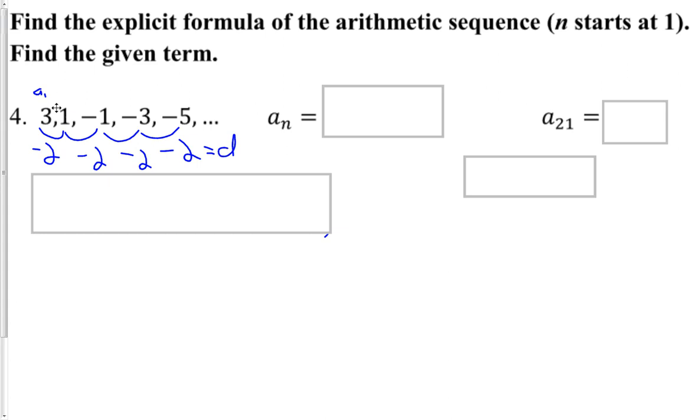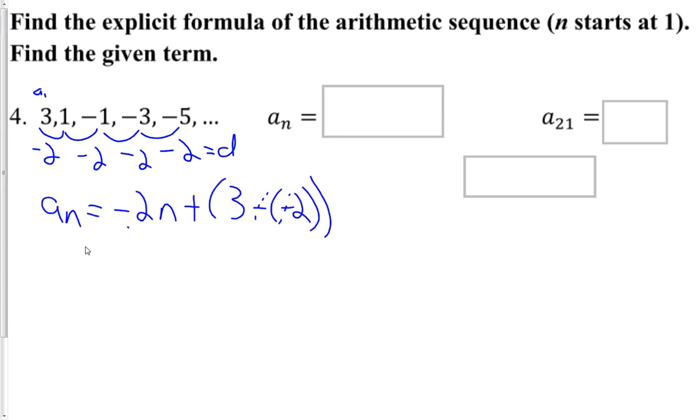So if a sub 1 is 3, we've got a sub n is -2n plus first term, a sub 1, minus one more common difference, so minus a negative 2. Well, this is a double negative, so we're adding 2, right? We're doing a jump one more the other direction. If you're going the other way, plus 2, plus 2, plus 2, plus 2, we would start at 5, right? 5 would be our term before the first term.